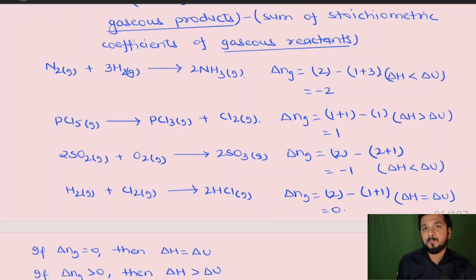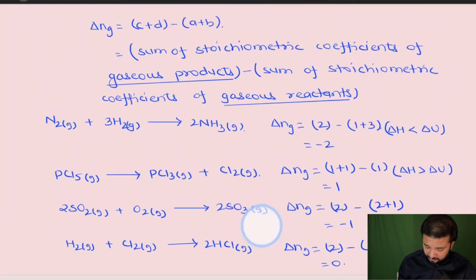So one question you can expect of this type is that they will ask for which of the following reactions delta H is more than delta U, or for which of the following reactions delta H is less than delta U, or for which of the following reactions delta H is equal to delta U. So this is the point. So this was the fourth factor.